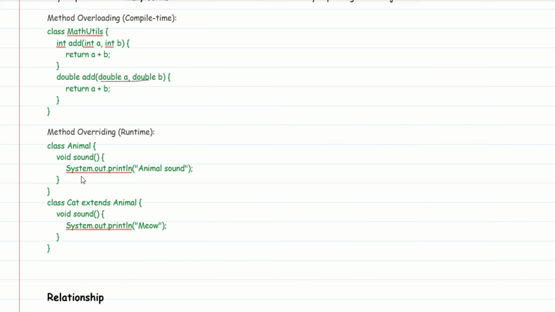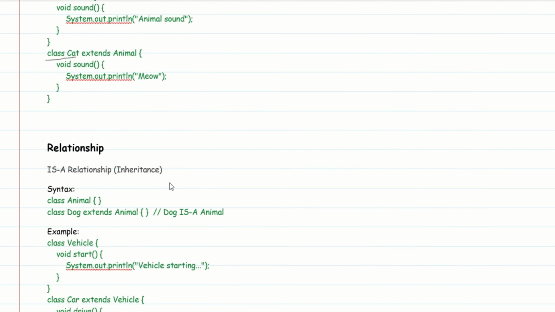So here is an example. In the case of overriding, we need to have two classes. Cat is the child class which inherits Animal; we are using the extends keyword to inherit the class Animal. Then I have the same methods in both, meow and animal sound.